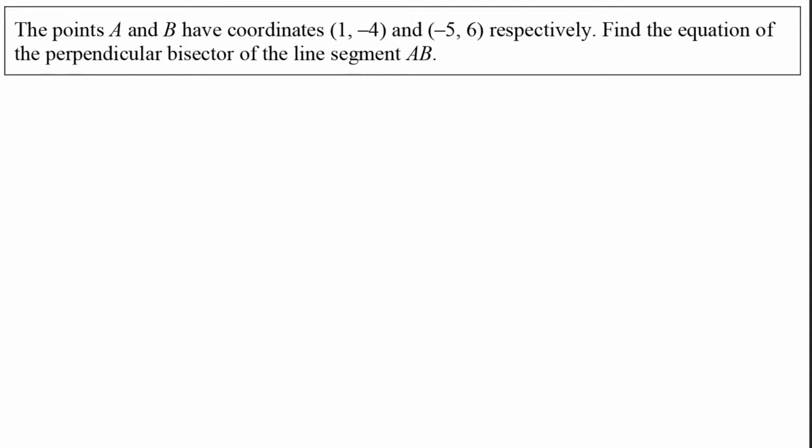In this example, we have points A and B with coordinates (1, -4) and (-5, 6). We have to find the equation of the perpendicular bisector of the line segment AB. So, going through our method, firstly, let's find the midpoint M of the points A and B. (1 subtract 5) divided by 2, (-4 plus 6) divided by 2. We just have to average the coordinates. That gives us (-2, 1).